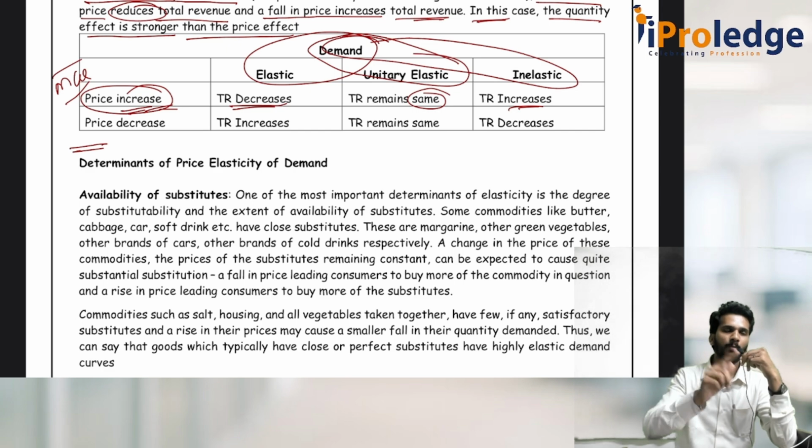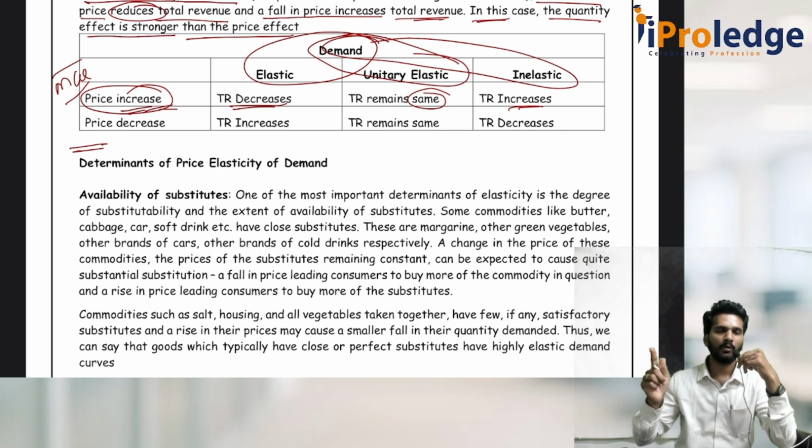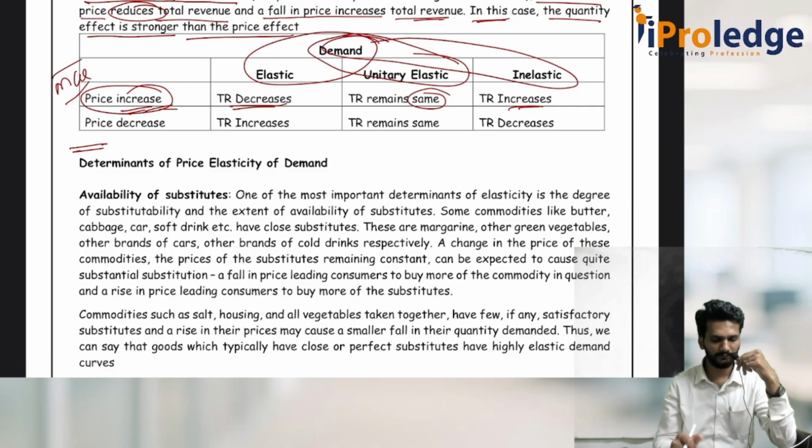Keep 20 and 20 rupees, whatever you want to keep. Elastic means quantity should respond more. So increase the price by 10%, decrease the quantity by some 30-40%, you will get the total revenue. That means total revenue has come down. You can take the numbers and do the calculation and answer it in the examination itself. So this is what the total outlay method is. Understood?